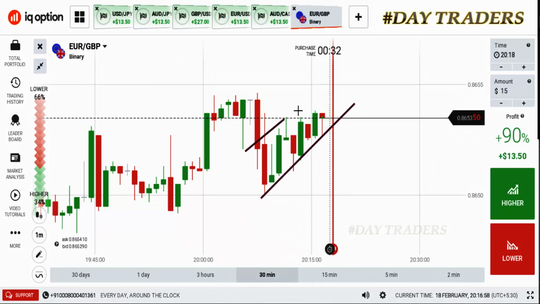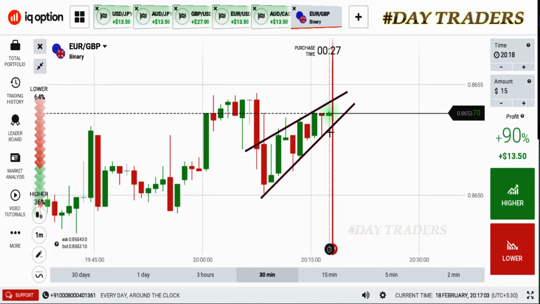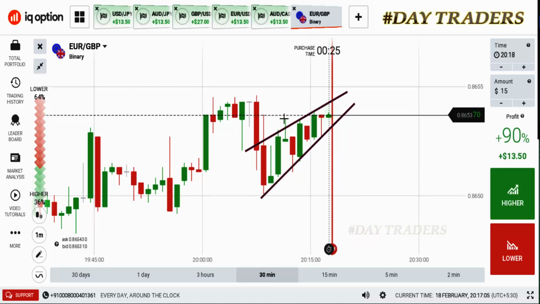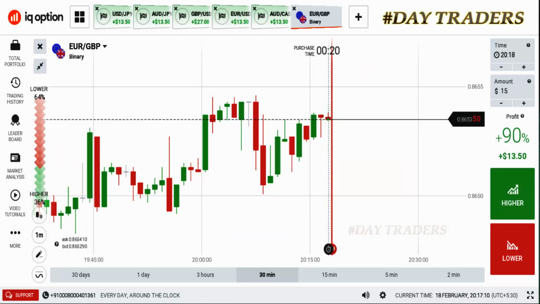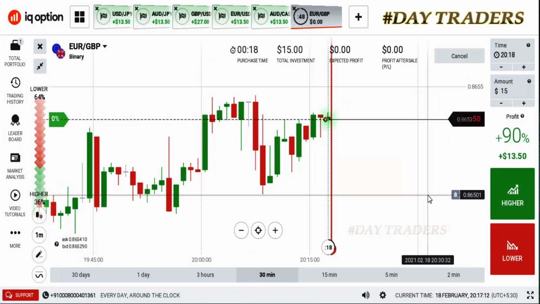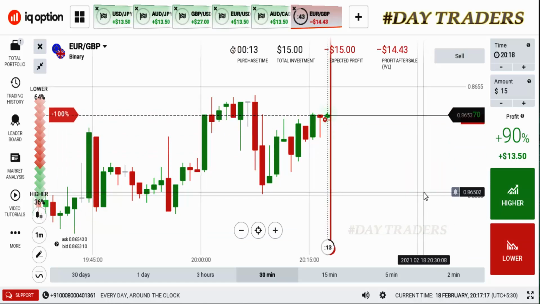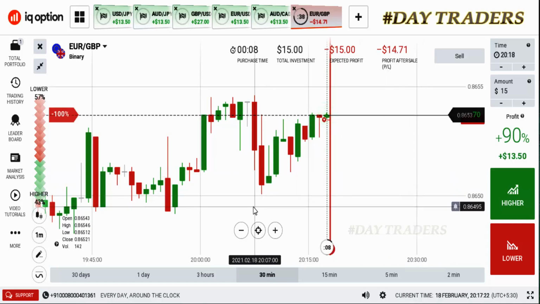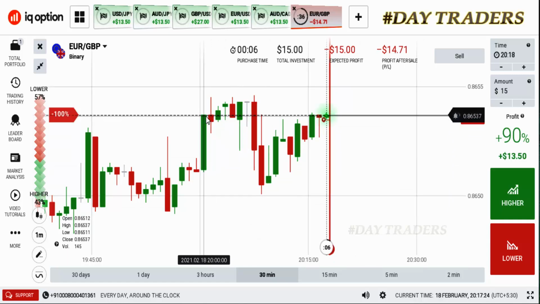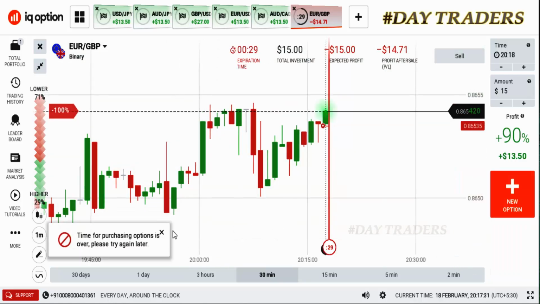It's a buyer's area. Okay, this is a long wick. There is no confidence. Okay, I have tried to place a lower option. Okay. There is no confidence. Maybe it's going up. Okay, I'll place a lower option. Okay.